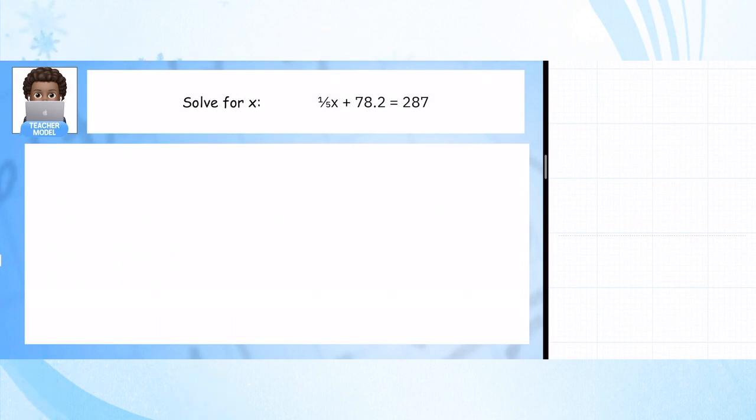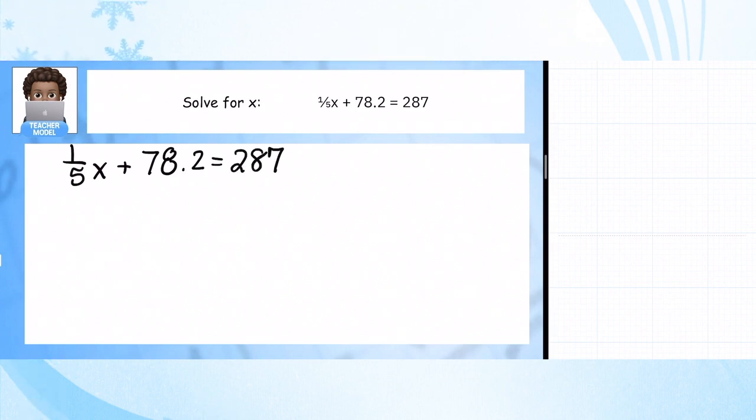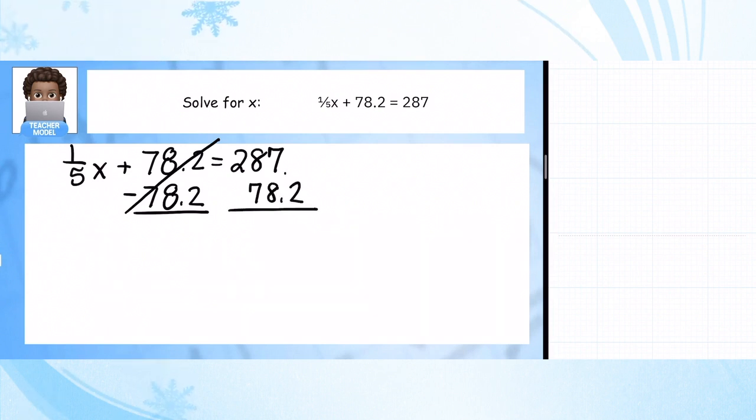Let's jump right in. We're going to do a two-step problem. This time it has fractions and decimals. So don't worry, we know how to take this piece by piece. And we're going to start with our constant number. So let's simplify by getting rid of the 78 and 2/10. We're going to do the same thing to the other side.